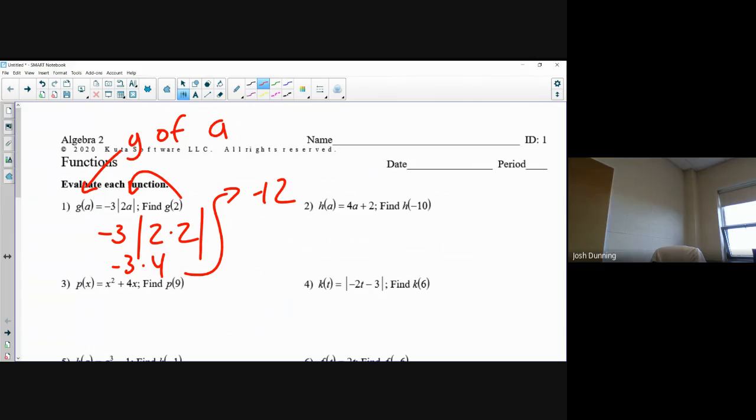Number 2. Again, h of a. All that means is a is the input. So find h of negative 10, put that in for a. And you can absolutely just type that into your calculator if you want. If you do it out by hand, you got to multiply first. Negative 40 plus 2, negative 38.